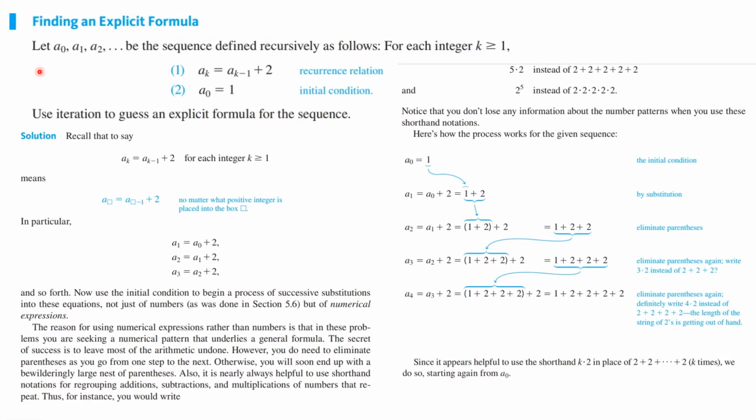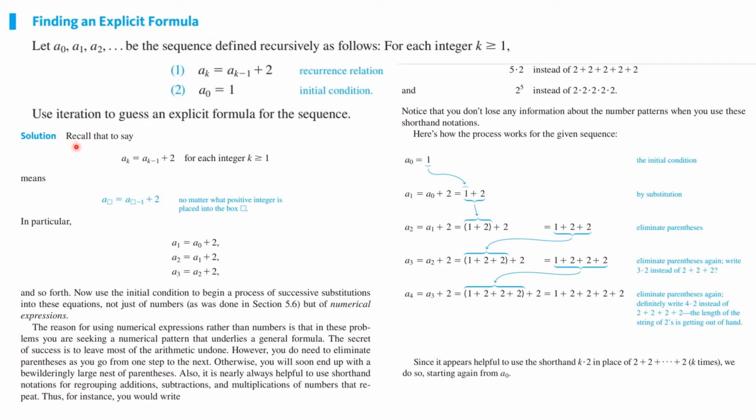So let's look at an example of finding an explicit formula. Suppose a0, a1, a2, and so on is the sequence defined recursively as follows. For every integer k greater than or equal to 1, a_k is equal to a_{k-1} plus 2, and the initial condition, a0 is equal to 1. And we're to use iteration to guess an explicit formula for this sequence.